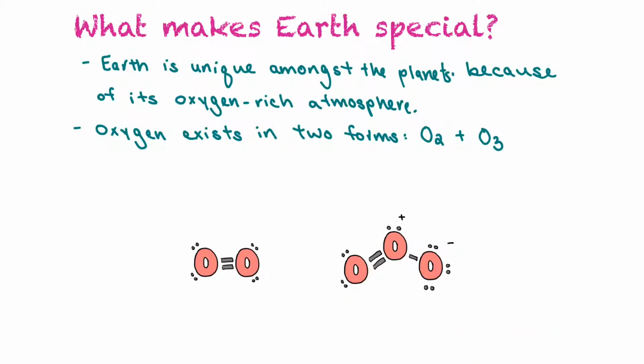So first of all, we need to take some time to talk about what makes Earth so special. Earth is unique amongst the planets in our solar system because of its oxygen-rich atmosphere. And oxygen exists in two different forms, O2 and O3, which are seen below here. So oxygen, O2, has a double bond between the two oxygen atoms and then two lone pairs of electrons on each oxygen atom. Ozone is a little different, and we're going to talk a little bit more about its structure in the next bit.